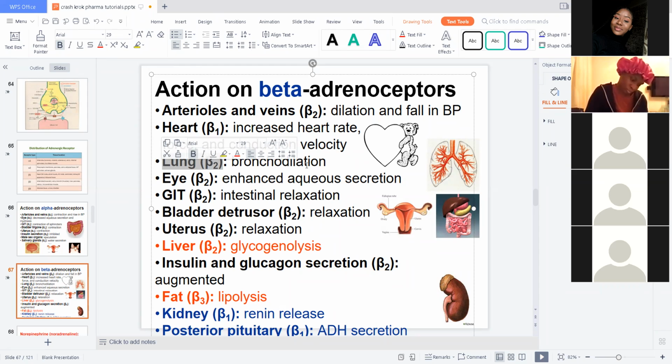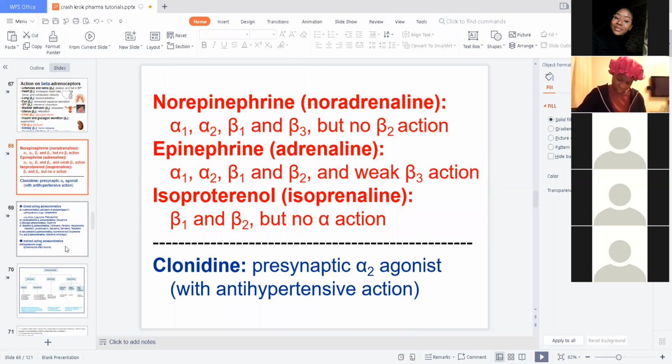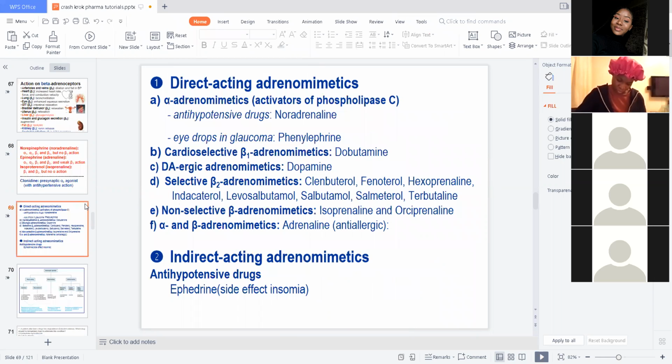When people have an asthmatic attack, they have bronchoconstriction. This is narrowing of the bronchi. So when you give drugs that act on the beta 2 receptors that are agonists, it's going to cause bronchodilation. So it's going to make the bronchi bigger. Okay, so next we have some of the drugs.